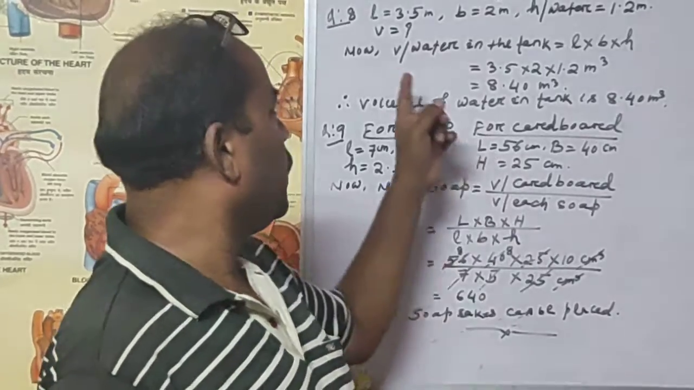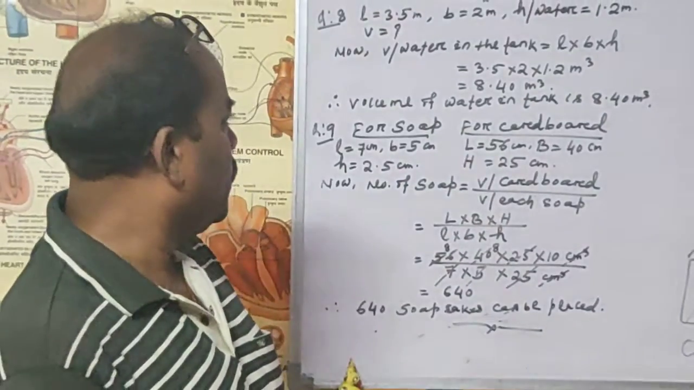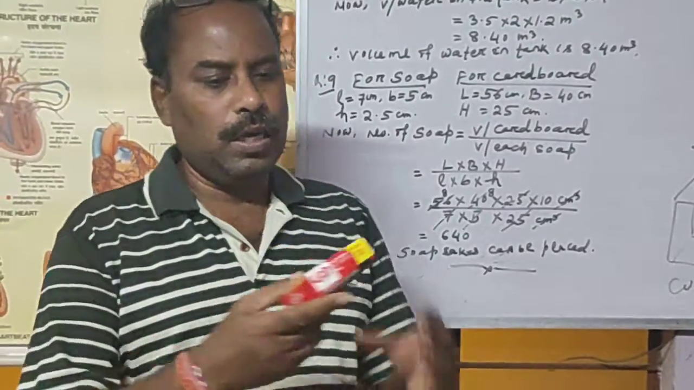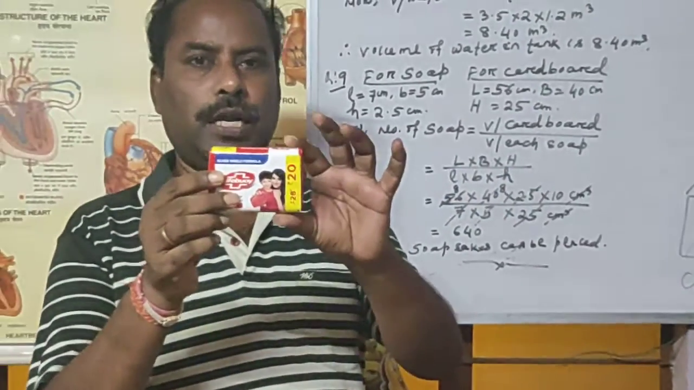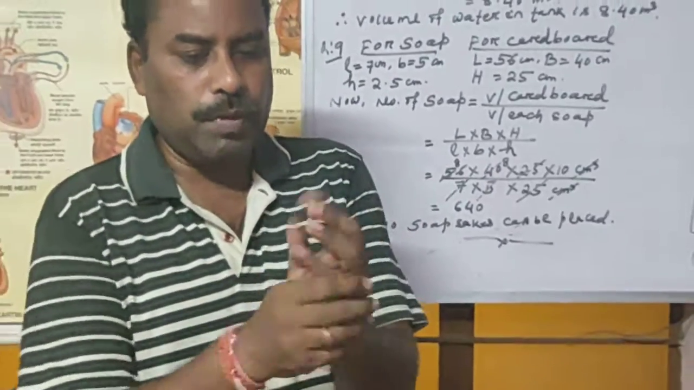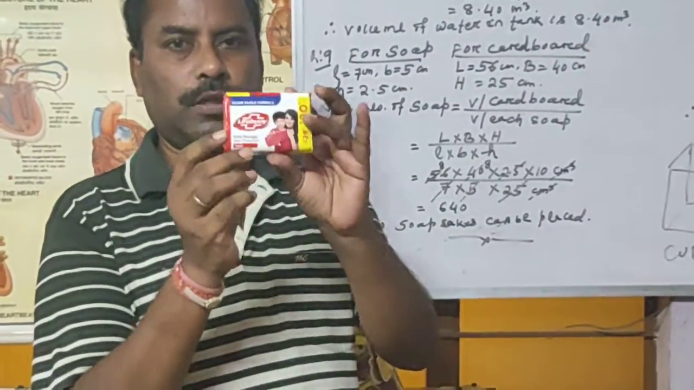Okay, question number 9 we are coming once again. That is the soap. You all know it, the Lifebuoy soap, which we generally use nowadays for washing the hands because of corona. So this is the soap cake.